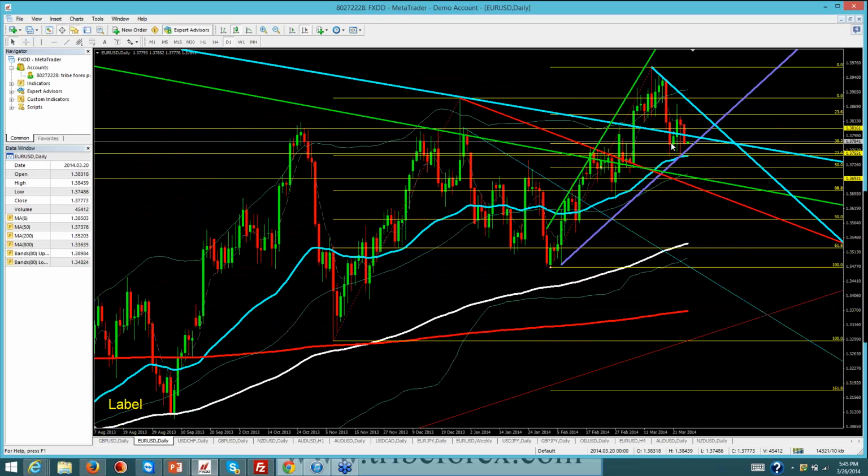Why is it a consolidation for us? We've got 1, 2, 3, 4, 5 bars which have opens, highs, lows, and closes which are within each other. That for us is consolidation movement.